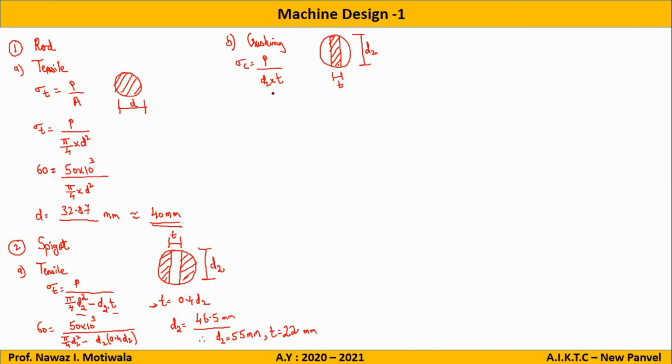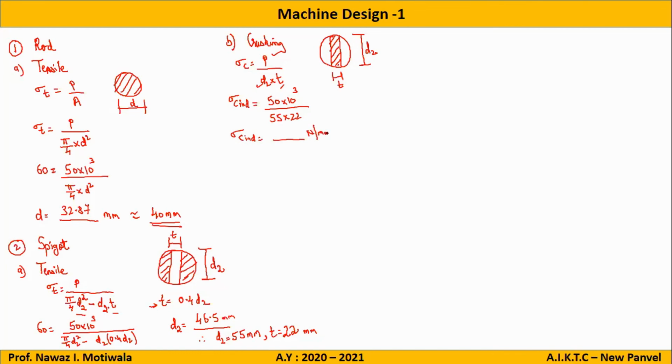Okay. So what is unknown here on the right hand side? You will find sigma C induced. Yes, because there is no unknown on the right hand side. P is known to me, and D2 and T we just found out. So sigma C induced is equal to P, 50 into 10 raised to 3, divided by D2 which was 55 and T which is 22. So give me the answer for sigma C induced.